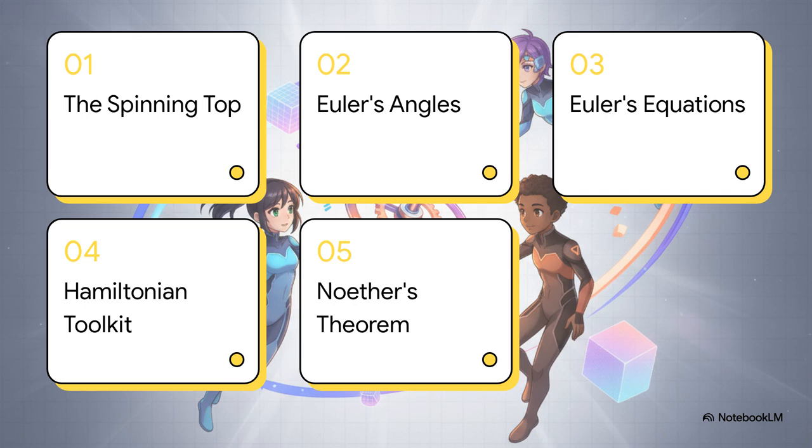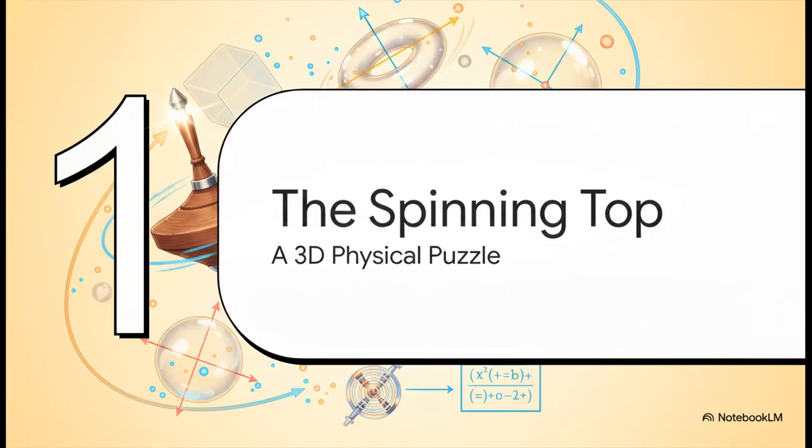So, here's our roadmap for the explainer. We'll start with the spinning top problem, decode Euler's angles, crack open Euler's equations, unpack the Hamiltonian toolkit, and finally wrap up with symmetry and Noether's theorem. Let's kick things off with part 1, the spinning top problem.